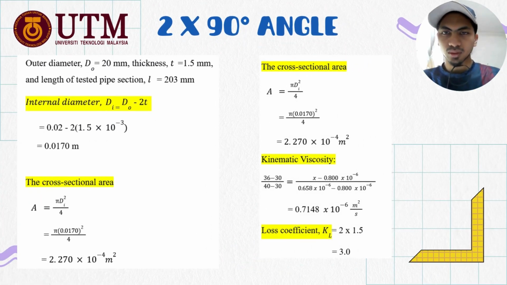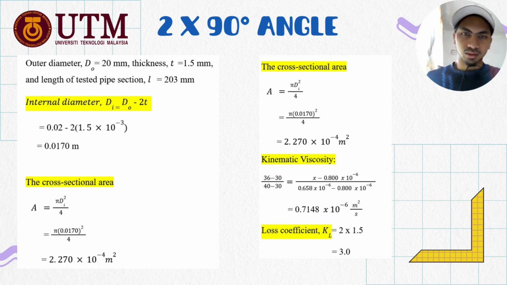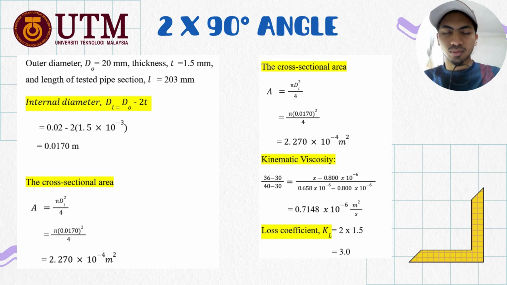So for the 2 times 90 angle, 2 times 90 bend, and 2 times 45 degree angle, we use the same formula for the internal diameter, cross-sectional area, kinematic velocity, and also the loss coefficient. For the loss coefficient, 2 times 90 angle is 3.0, 2 times 90 bend is 1.4, and 2 times 45 degree is 0.8.